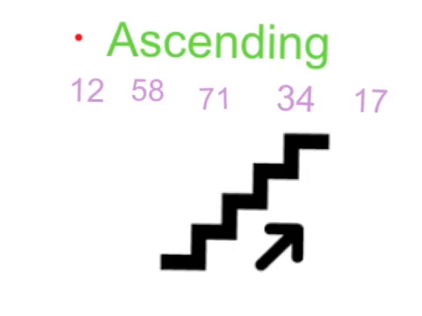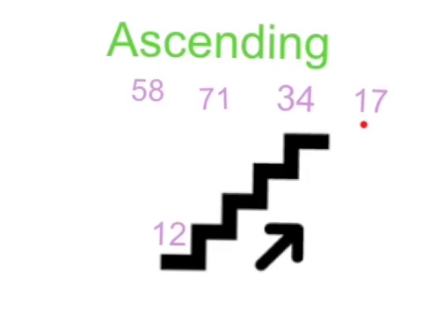Okay, ascending, the word ascending means going up. So when we're talking about numbers and putting them into ascending order, it means from smallest to biggest. Okay, so let's look at these numbers we have here and put them into ascending order. So we've got to find the smallest number first. Is it 12, 58, 71, 34, or 17? It's the number 12. So in 12, we have 1 ten and 2 ones.